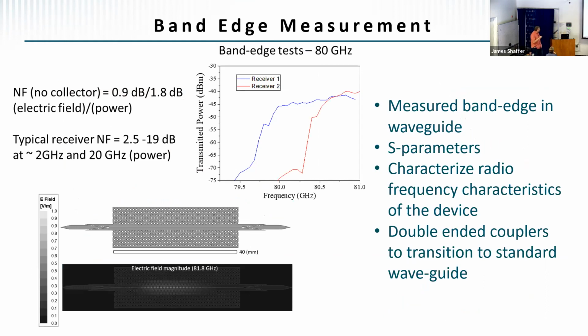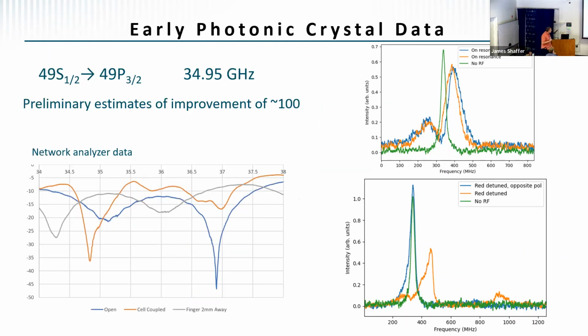particularly competitive with really good standard receivers, which have noise factors of around 2.5 dB, and this device has a noise factor of around 1.8. So that's a pretty good improvement for this. And also, I should say, this is an all dielectric device. That's the other important thing. There's no metal in this device at all.